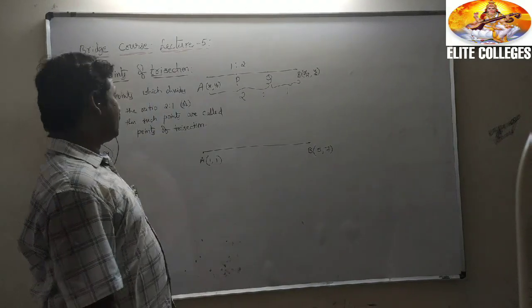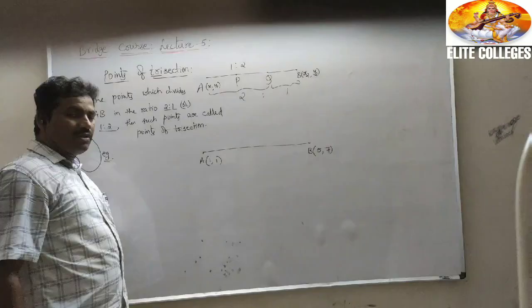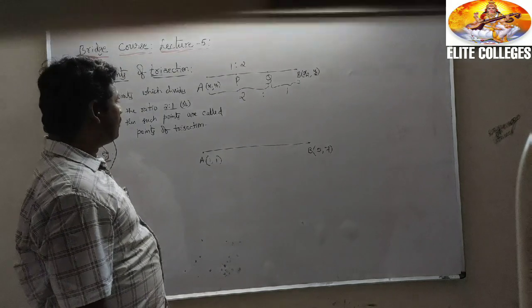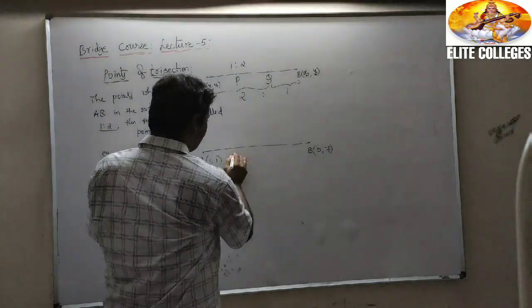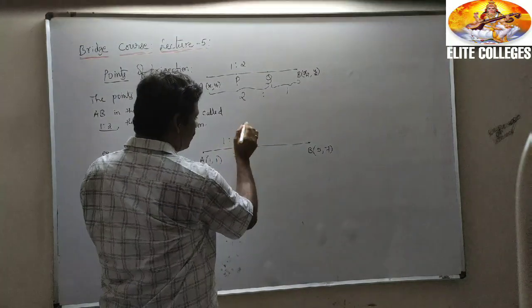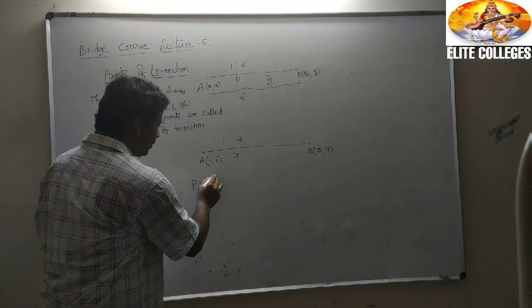Right, see this. The points which divide AB in the ratio 2 is to 1 or 1 is to 2, such points are called points of trisection. Now see this example. This is the point that divides in the ratio 1 is to 2. First we find the point P.